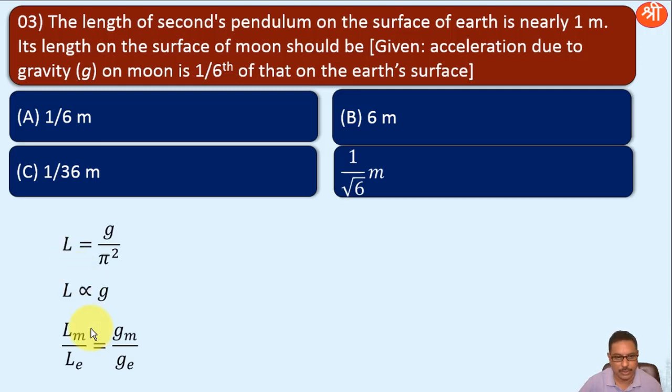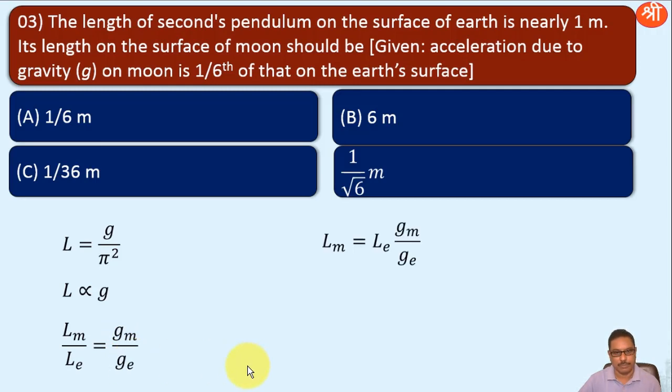Here we have taken these subscripts M and E, M for Moon and E for Earth. Lm means length of seconds pendulum on Moon. Le means length of seconds pendulum on Earth. Gm means acceleration due to gravity on the surface of Moon. Ge means acceleration due to gravity on Earth's surface.